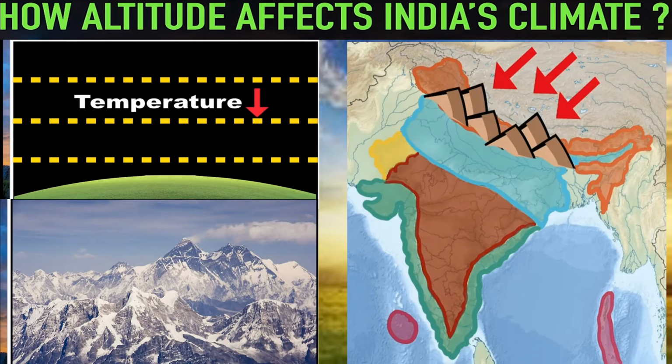Let's, for example, take Delhi and Shimla. Shimla is at a higher altitude compared to Delhi. Hence, Shimla is much cooler in summer compared to Delhi. Let's also take another example, Kodaikanal and Chennai. Kodaikanal is at a higher altitude. So, during summers, Kodaikanal is much cooler than Chennai. So, from this, we can conclude that altitude affects the climate of India.